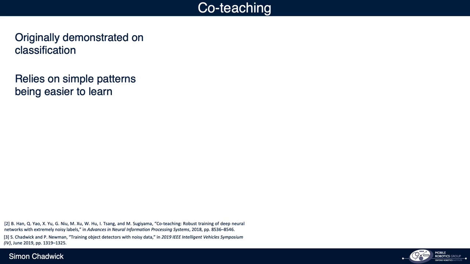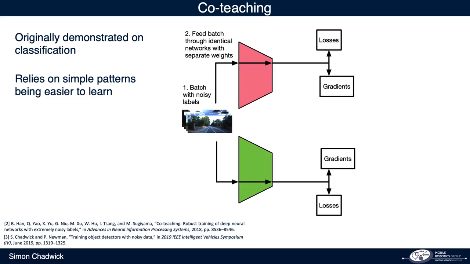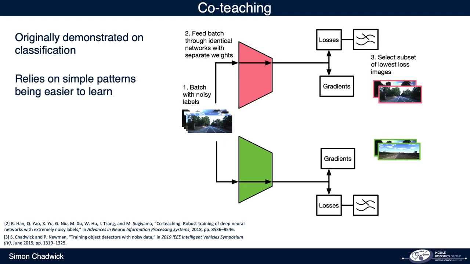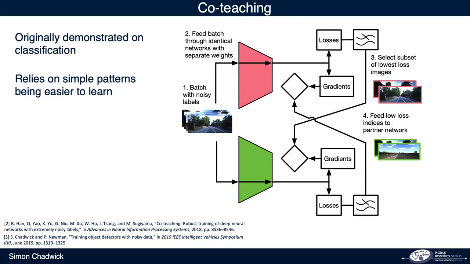The process works as follows. Take a batch of images with noisy labels. Feed the same batch through identical networks with separate randomly initialized weights. Select the subset of images with the lowest loss values. The indices of the lowest loss images are passed to the partner network, and the weights are updated using only the examples suggested by the other network.